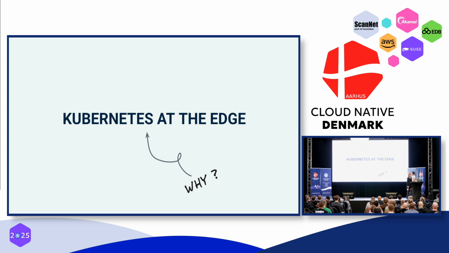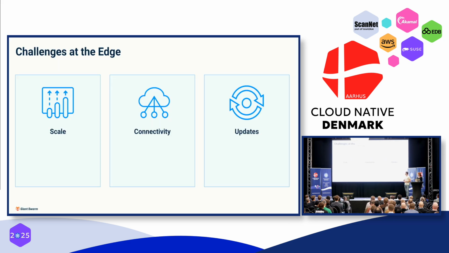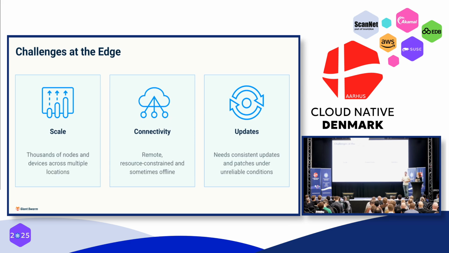All right, thank you. So we had a look at edge computing, and now let's see why we might need Kubernetes at the edge. There are a number of challenges when we work with edge computing. And the main ones are scale, connectivity, and updates. Working with edge computing is different than working with data centers or cloud. You will have to scale to thousands of small nodes and devices, usually scattered across remote locations. And these locations, as we already mentioned, are often resource constrained. They can have bad connectivity, and these devices might remain offline for a period of time.